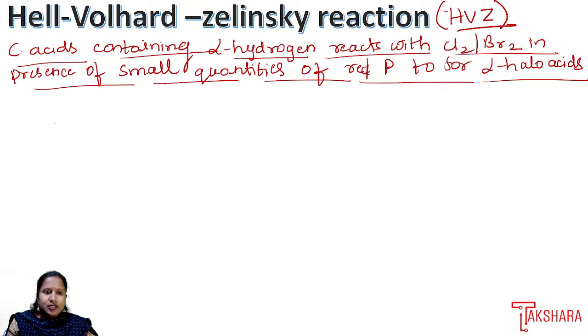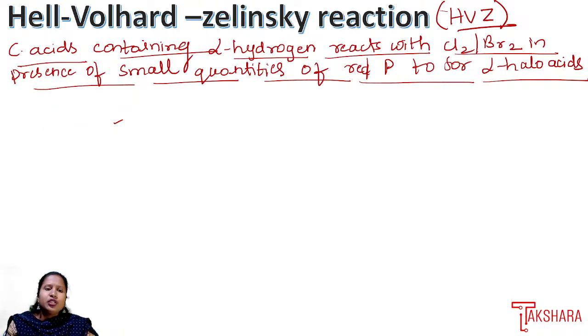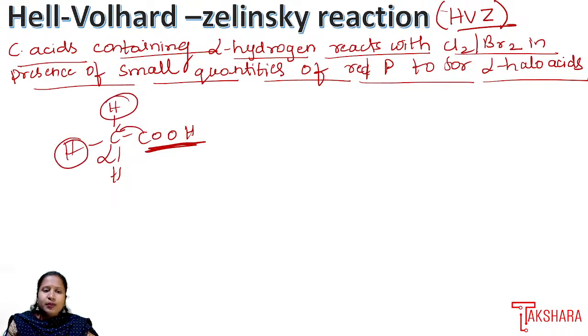So what are carboxylic acids? They have the C double bond OH group. If we consider any example for alpha hydrogen, take acetic acid, CH3COOH. The carbon atom to which this functional group is attached is called the alpha carbon, and the hydrogen atoms attached to that carbon are called alpha hydrogen atoms. So what happens to these alpha hydrogen atoms? They react with Cl2 or Br2 in the presence of red phosphorus.